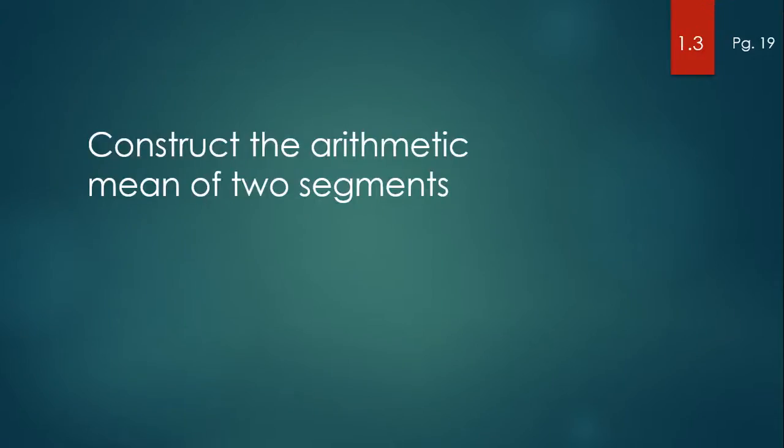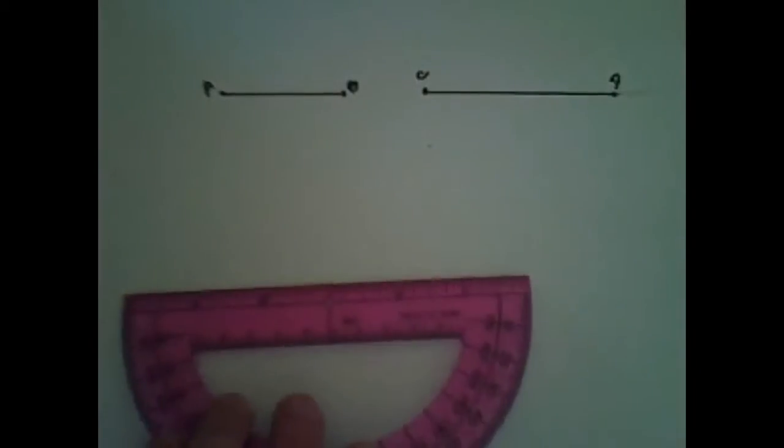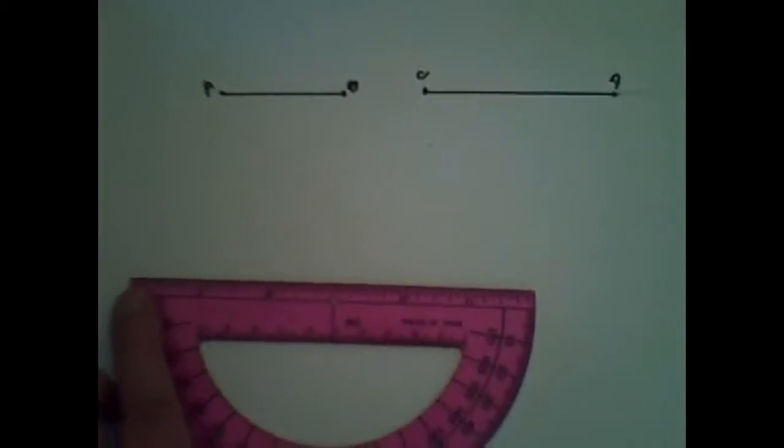Now let's look at how to construct some means. The first mean will be the arithmetic mean of two line segments. Now if you keep in mind what an arithmetic mean is, it's basically an average. It will help you see how to do this construction. So to average two things, we add them together and divide by 2. So that's basically what we're going to do geometrically here.